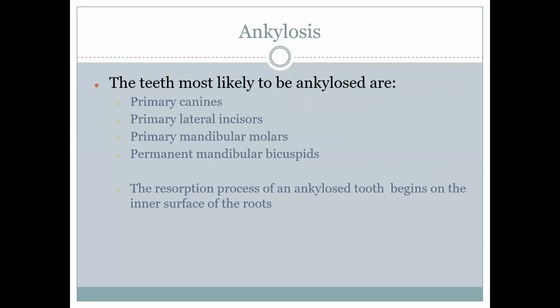Now, again, the teeth that are most likely to be ankylosed are the primary canines, the primary lateral incisors, permanent mandibular molars, and permanent mandibular bicuspids. The resorption process of an ankylosed tooth begins on the inner surface of the roots.